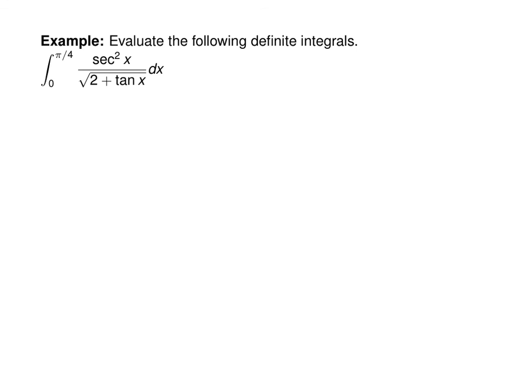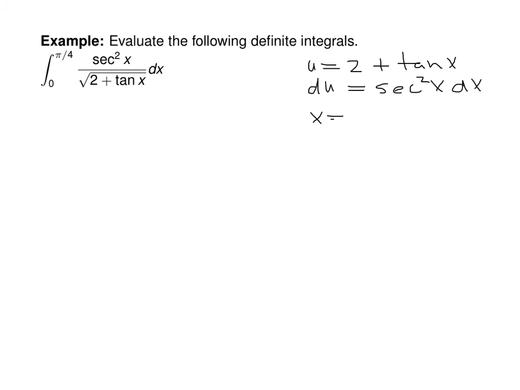So similar idea, let's try it again. So probably going to let u equal 2 plus tan x. The reason is when you find the derivative of u, you get secant squared x dx. Nice and simple. Let's change our bounds.